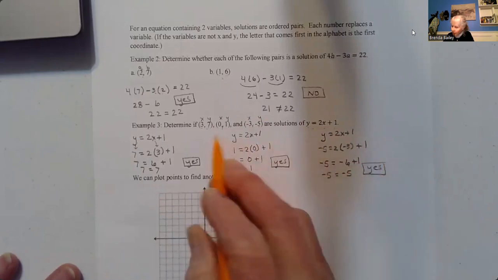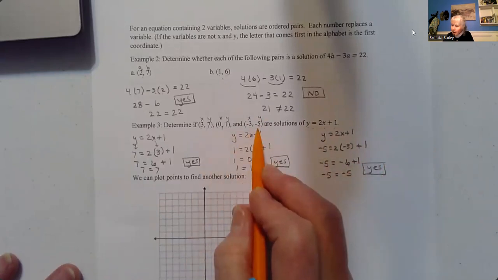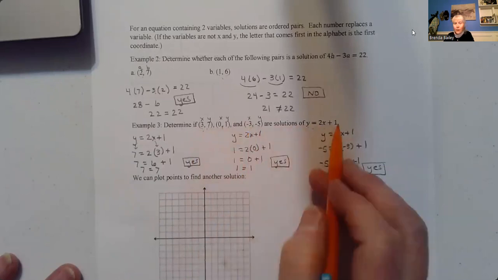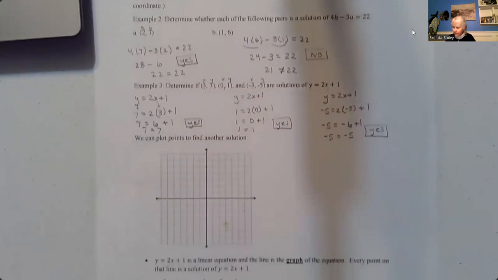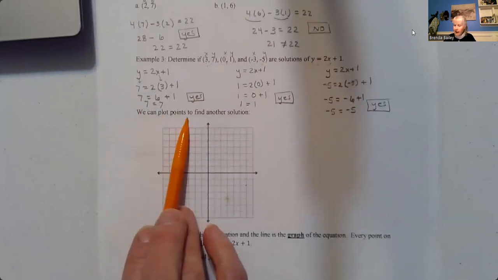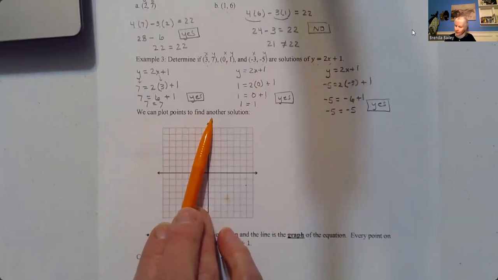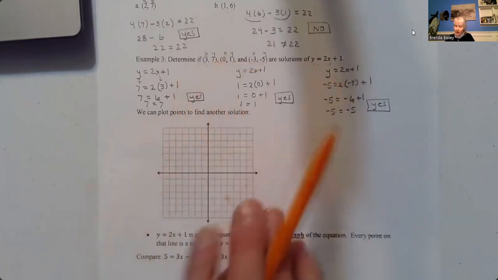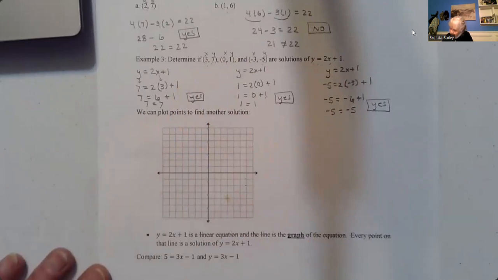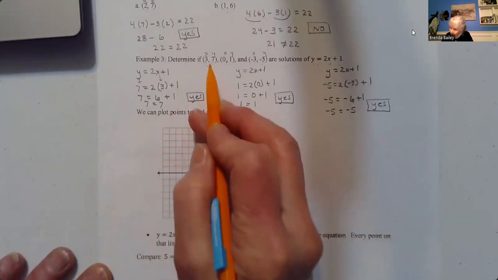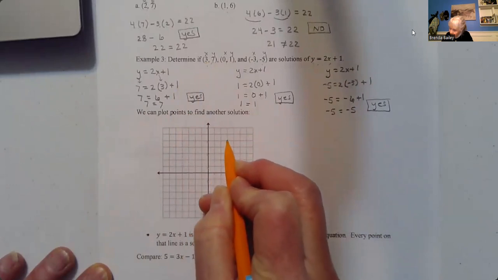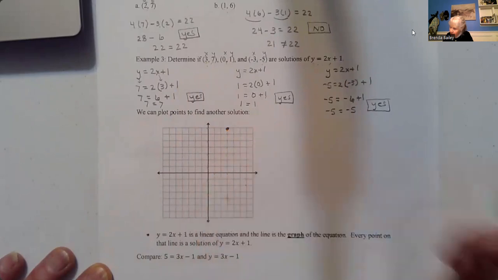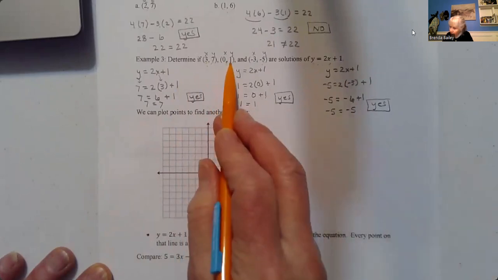All three of those points, if you were to graph these, would fall on the graph of that equation right there. So let's go ahead and plot the solutions. We can plot the points to find another solution. We're going to plot these 3 points, and then we'll talk about the graph. So let's see, we've got the point (3, 7): 1, 2, 3, 6, 7. We have the point (0, 1).